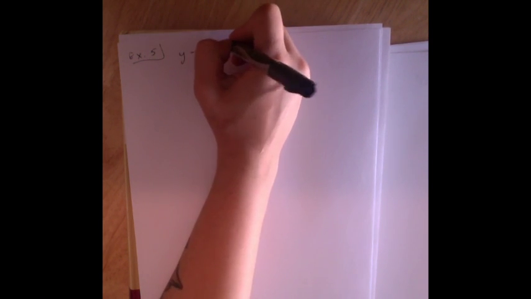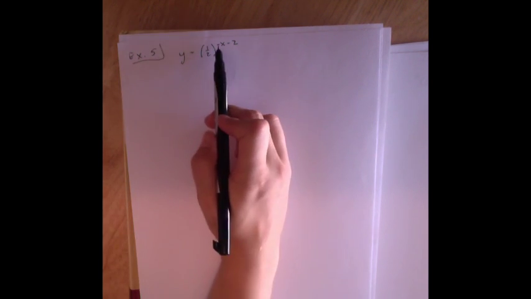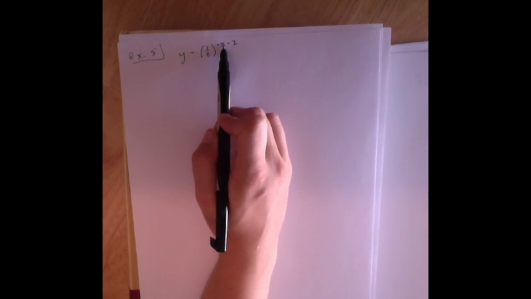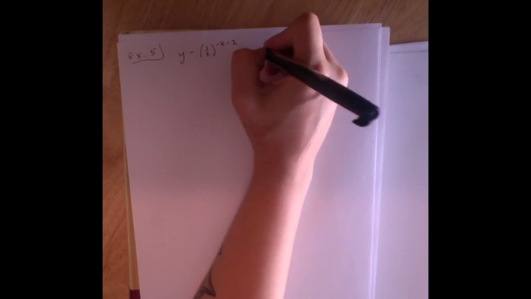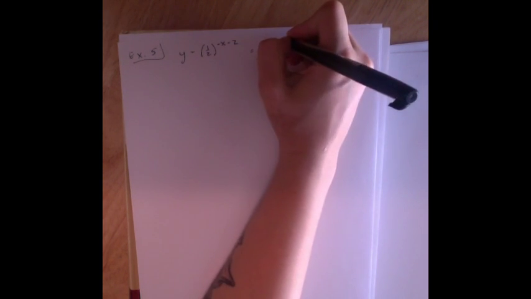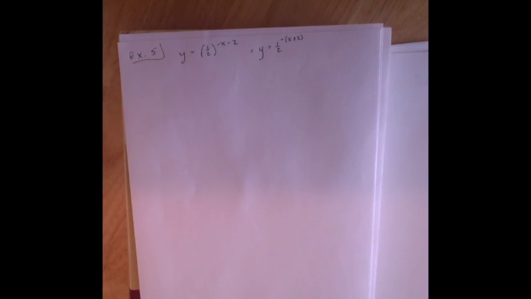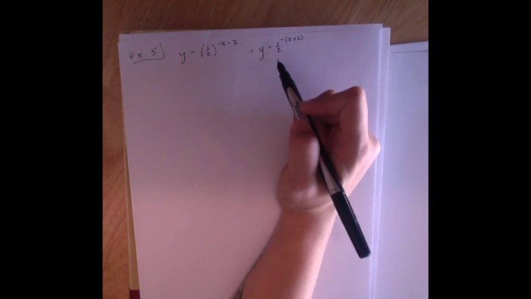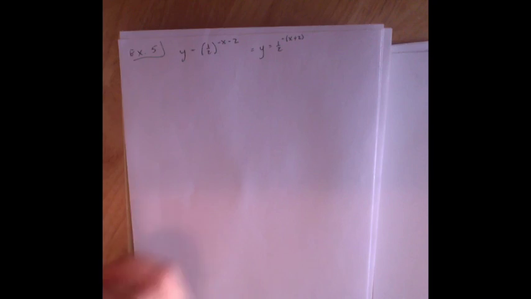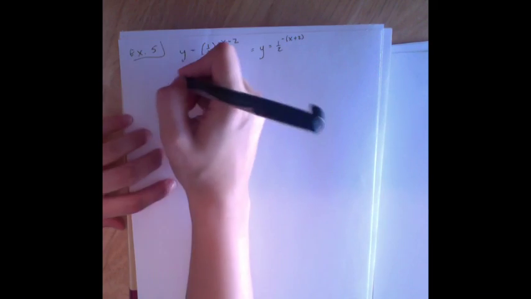1/2 to the negative x minus 2. So what this tells me, what I'm going to do, okay, is we have a negative x, which is the same thing, right? I can rewrite this. I'm going to pull out the negative to x plus 2. The negative reflects us across the y-axis, and the plus 2 moves us left 2. Okay?